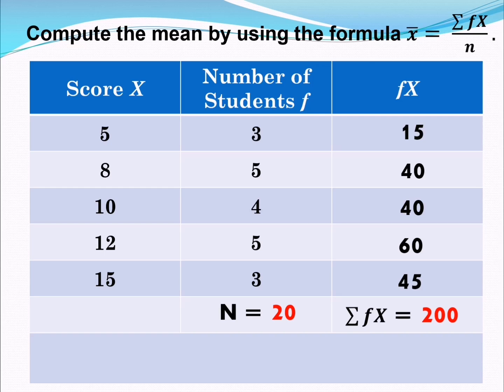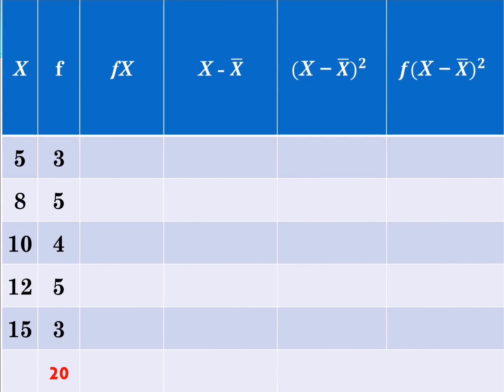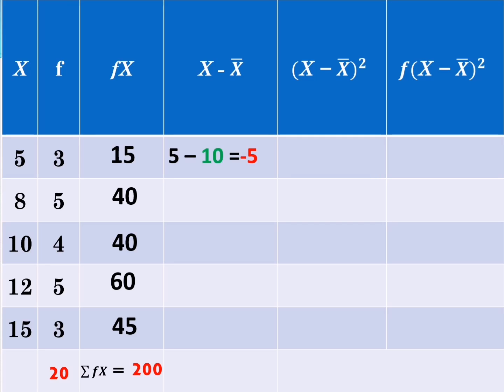So, yun yung value natin ng n. Sorry, this is small letter n. Okay. So, fx divided by n. So, it gives mean is equal to 200 divided by 20. That is 10. So, mean is equal to 10. Let's proceed now to compute the variance. So, from finding the column of fx, we got the value of mean, which is 10.